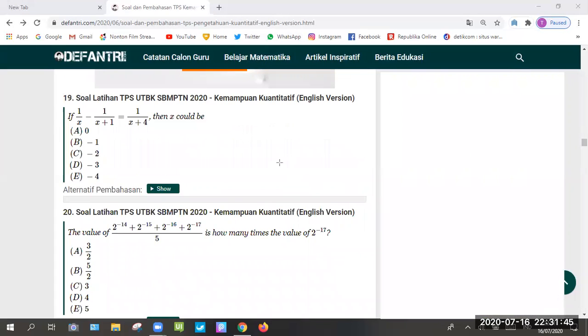Okay, so let's do this. Oh yeah, it's kind of easy, but let me try it. Here is 1 per x minus 1 per x plus 1 equal 1 per x plus 4. So let's just put it right here. 1 per x, put it in a cage. Is this called a cage? You can also say brackets. Okay, we put it in a bracket. That's how we do it first.